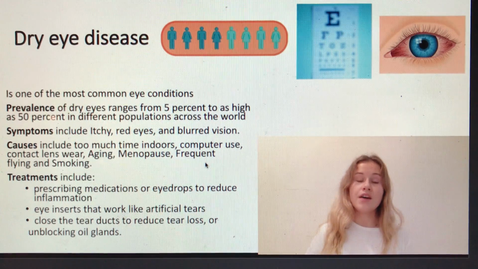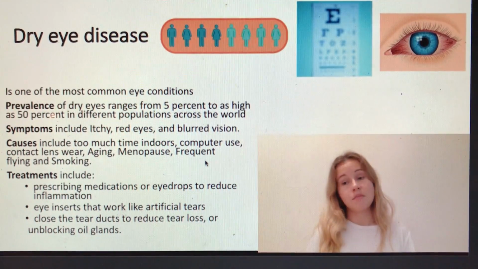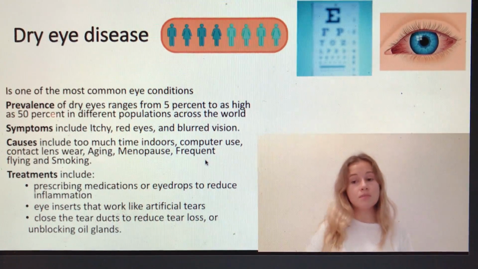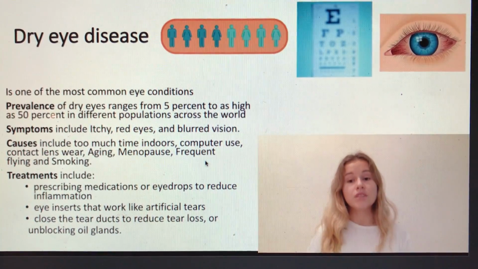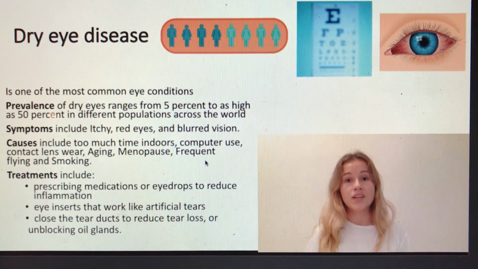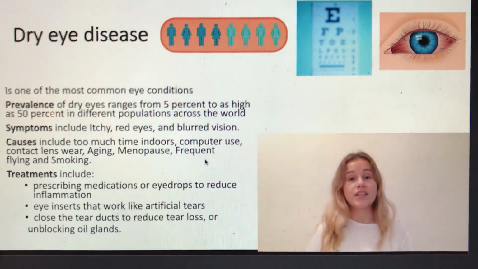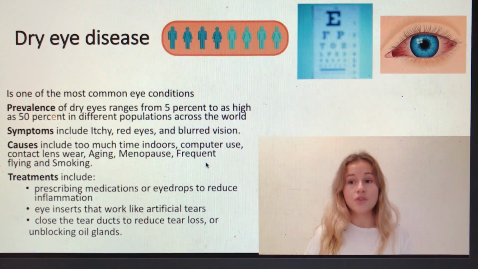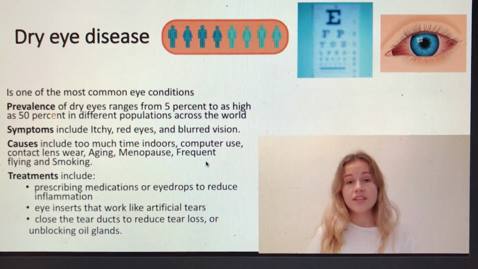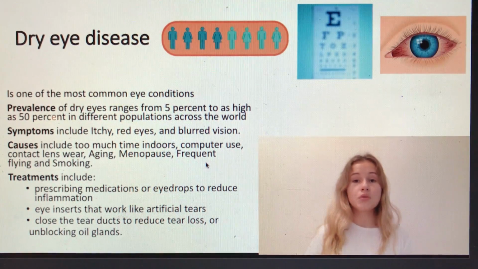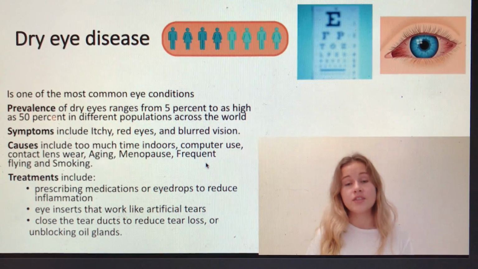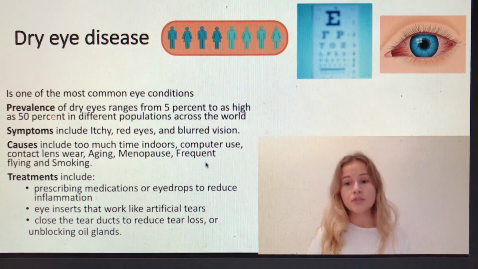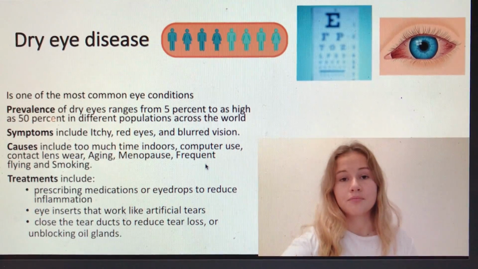Computer use and other types of excessive amounts of time indoors are common causes. When working on a computer, smartphone, or other portable digital device, we tend to blink our eyes less frequently and less fully, which leads to greater tear evaporation and risk of dry eye syndrome. Air conditioning, ceiling fans, and forced heating systems can also increase the tear evaporation and lead to dry eyes. Other causes include contact lens wear, aging, menopause, frequent flying, and smoking.